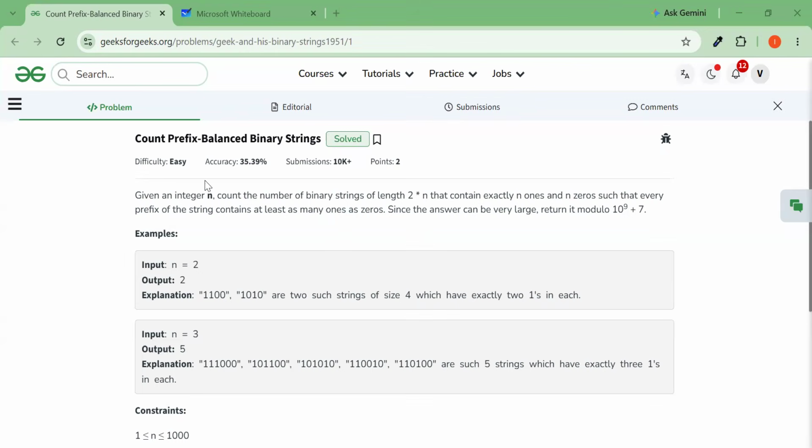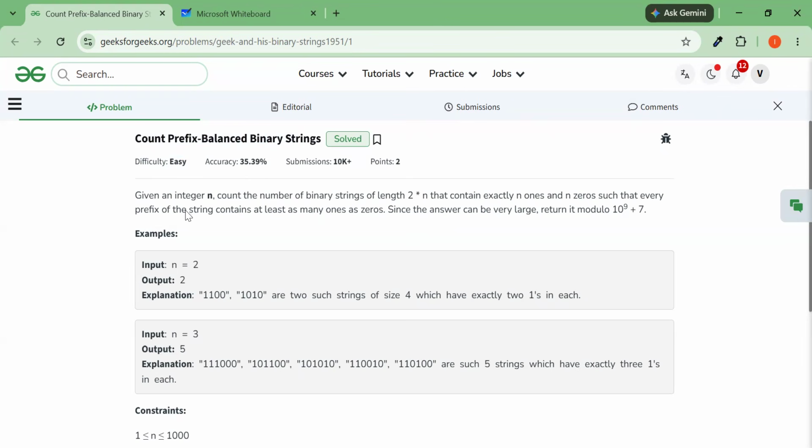Hello everyone. So today we are going to solve the 24th August GeeksforGeeks problem, that is Count Prefix Balanced Binary Strings. The problem difficulty level is listed as easy, but first of all, I don't think this is an easy problem. This should be a medium problem at least.